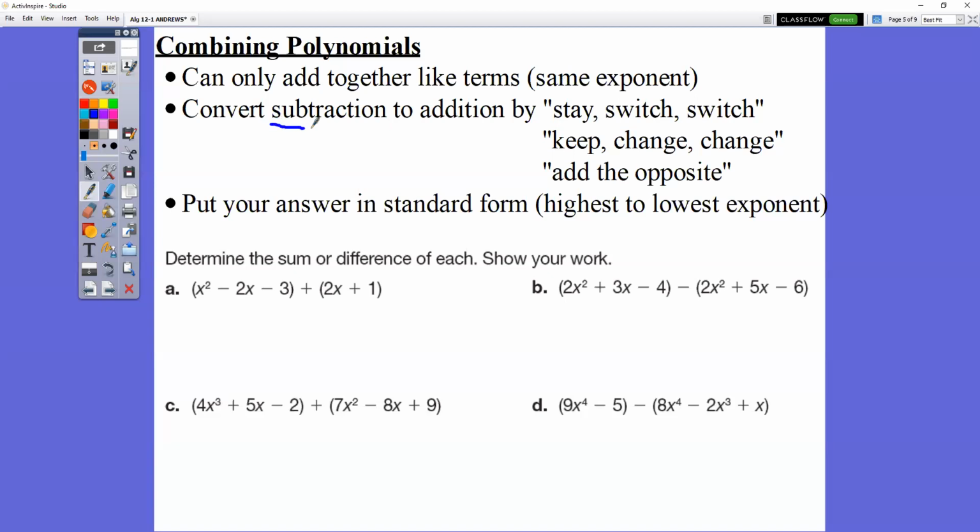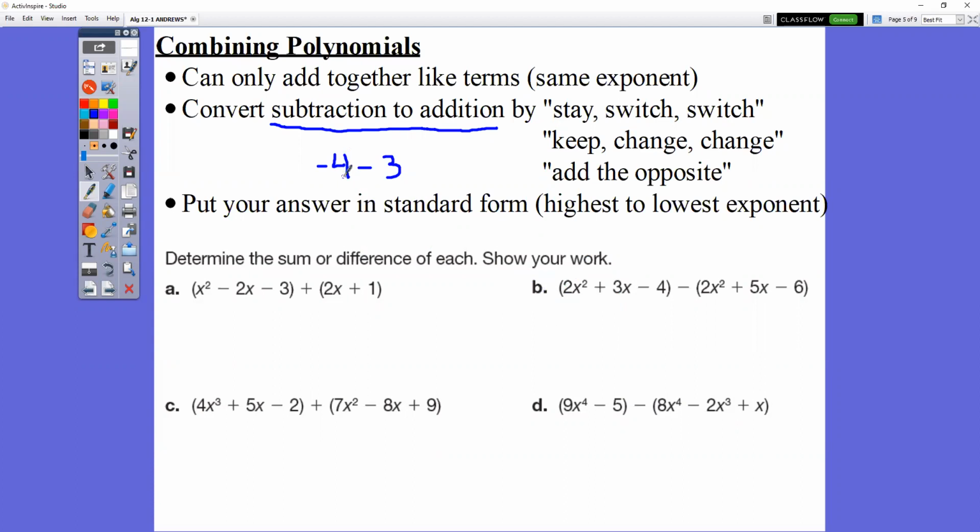Anytime that we have a subtraction question, you're going to change it to an addition question. You learned how to do that hopefully in like maybe 5th or 6th or maybe 7th grade. You learned how to subtract with negative numbers by changing it to an addition problem. You probably learned either the saying stay, switch, switch, keep, change, change, or add the opposite. Where did you learn how to do that? You learned it in questions that might have looked like this, for example, -4 minus 3.